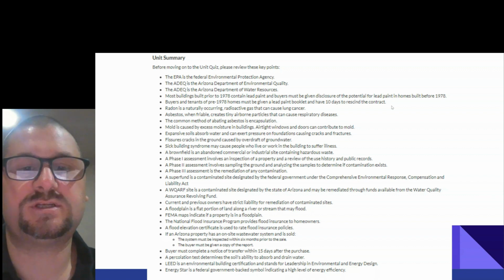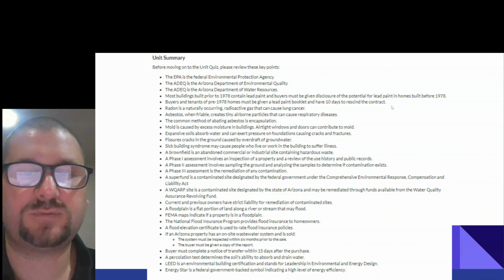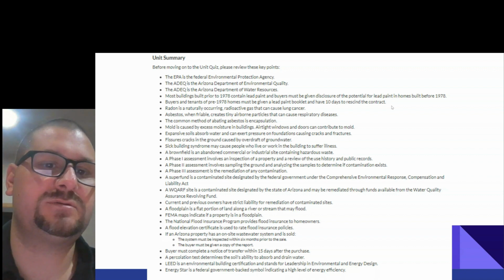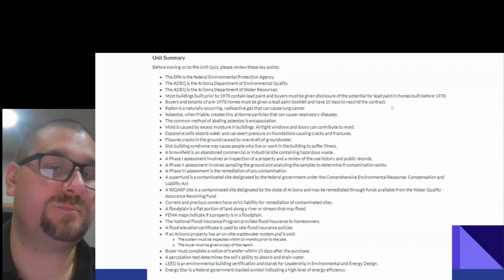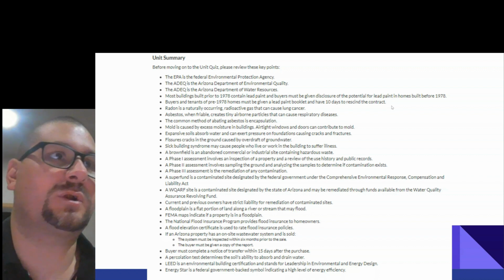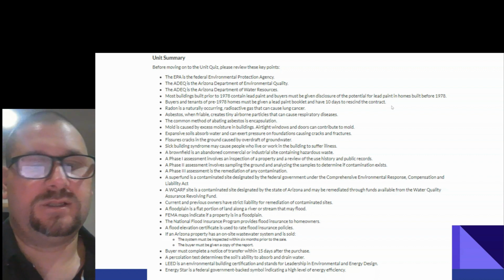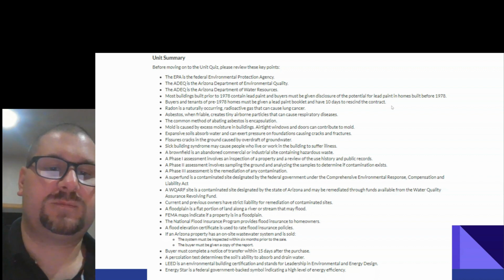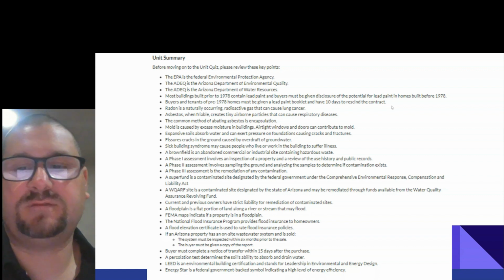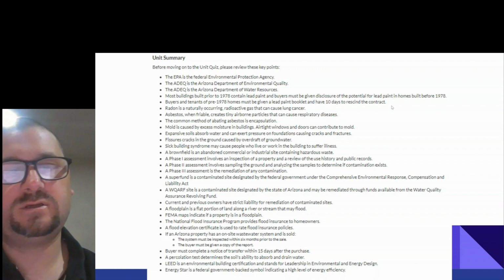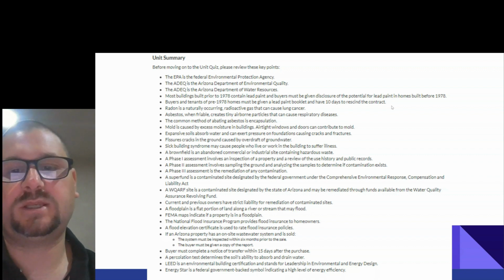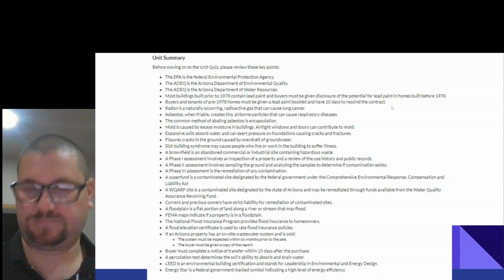A percolation test determines the soil's ability to absorb and drain water. So again, what does a percolation test do? It's going to determine the soil's ability to absorb water and drain water. That's called a perk test. LEED is an environmental building certification. It stands for Leadership in Environmental and Energy Design. Energy Star is a federal government-backed symbol indicating a high level of energy efficiency.